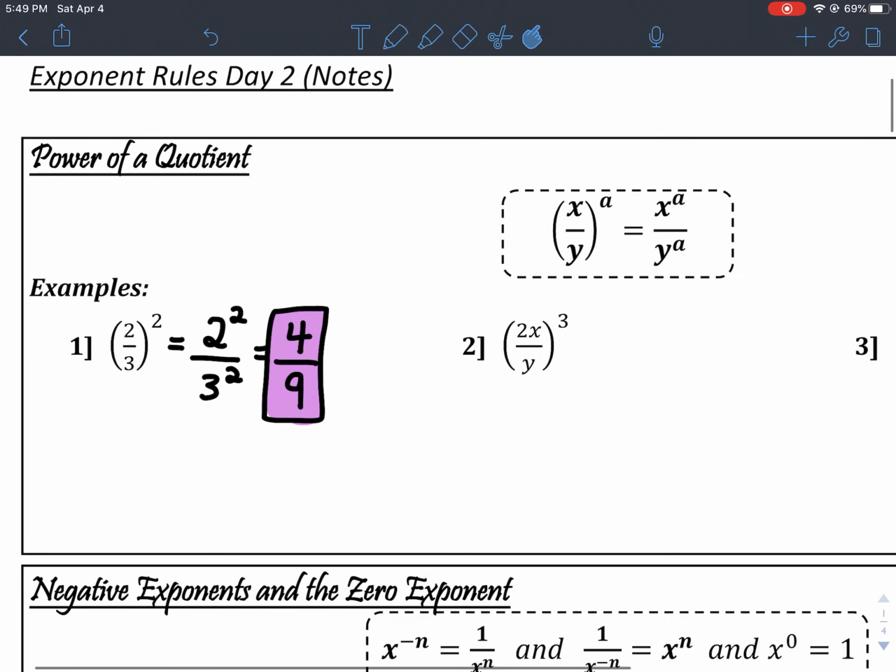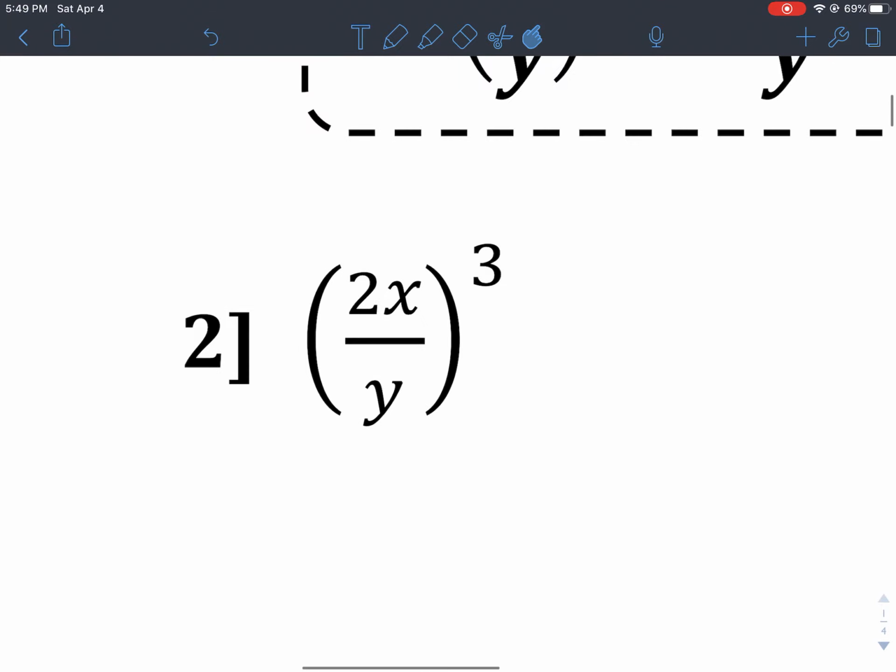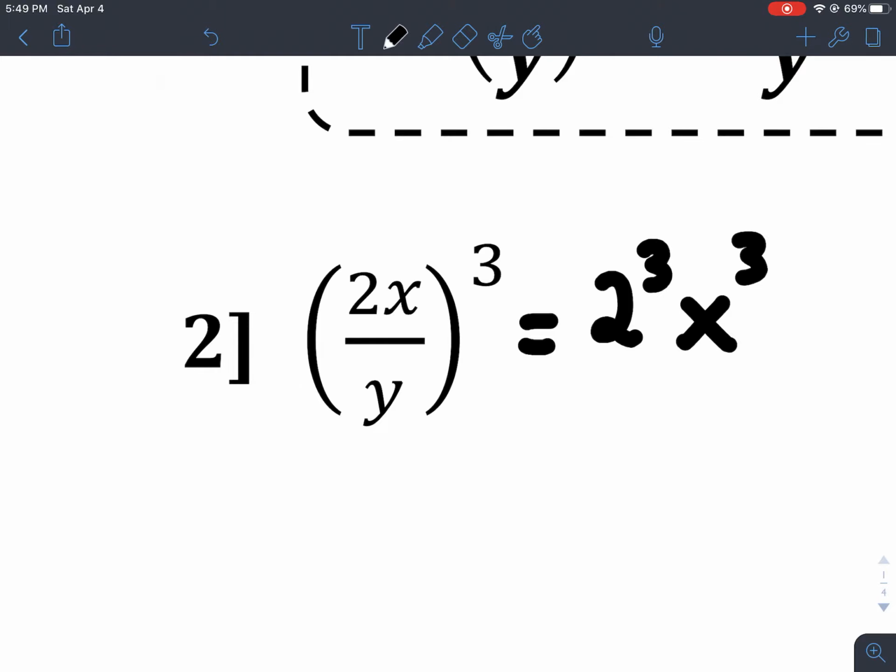Okay, so taking a look at this second one, it's a similar concept here. We have 2x in the numerator and y in the denominator, and they're both being raised to the third power. So the 2 and the x are two separate things, so we're going to raise both of those to the third power. So first we're going to raise 2 to the third power and x to the third power. And then in the denominator, we're going to raise the y to the third power.